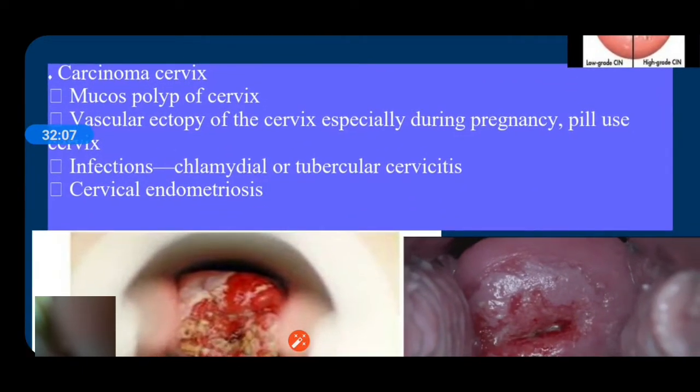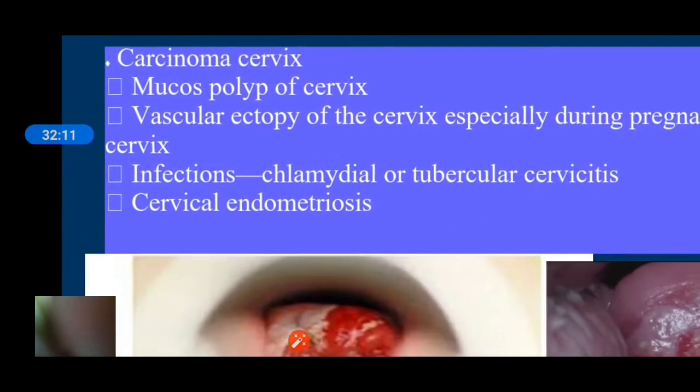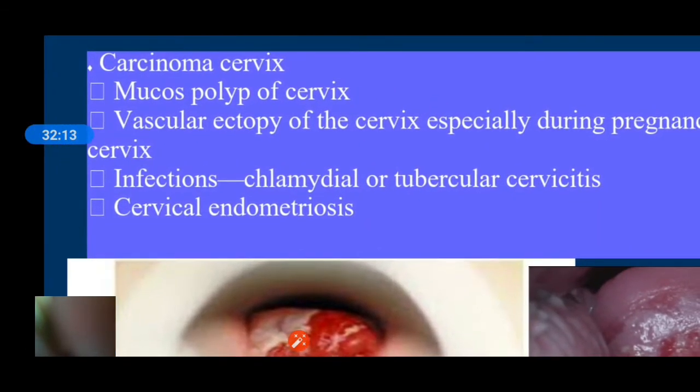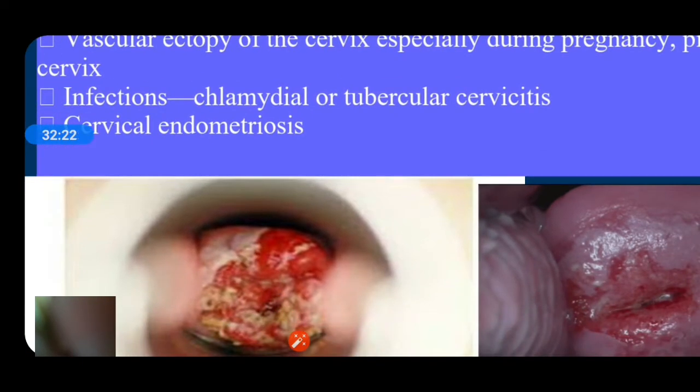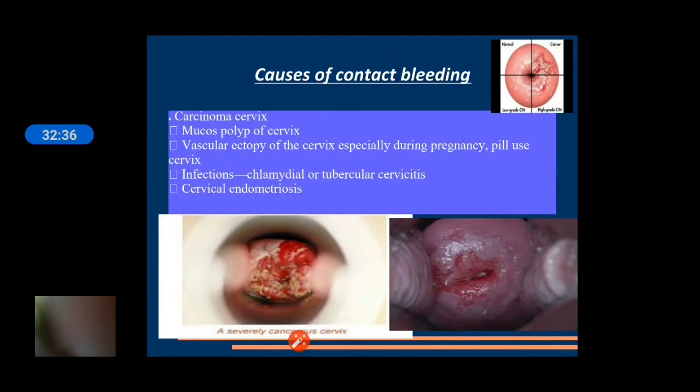And cervical endometriosis, as I have told you, endometriosis means nothing but the implantation of functioning endometrium other than the uterine cavity. So if the functioning endometrium is implanted over the cervix, then it has a tendency to bleed under the influence of hormones, estrogen and progesterone. So it produces similar cyclic changes just like the normal endometrium of the uterus. Similar things happen in the cervix.